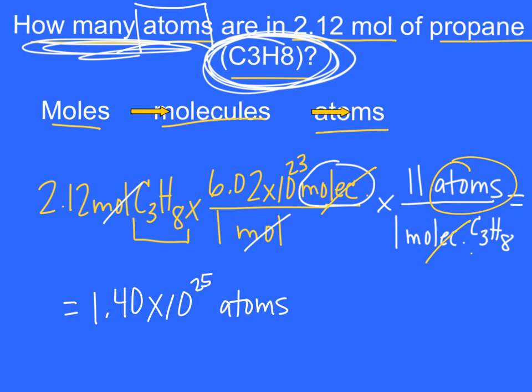And once again, to figure out how many sig figs your answer should have, always refer back to the number that was provided in the problem. So that's the 2.12 moles. So that's 3 sig figs. That's why I kept 3 sig figs there. Don't forget that trailing zeros count if there is a decimal.